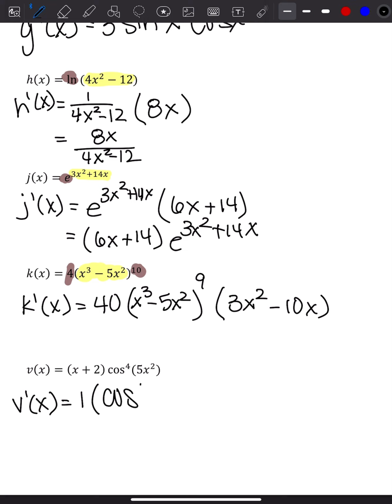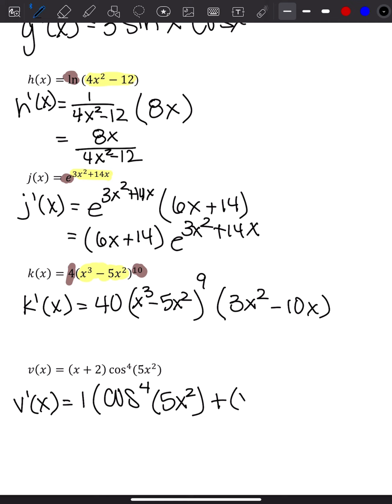So cosine to the 4th power of 5x squared. And we are going to add that to the derivative of cosine to the 4th of 5x squared times x plus 2. So I know x plus 2 has to be in here, so I'm just going to go ahead and write that. If we look at this, this one actually has an inner, outer, and a middle. So our inner function is that stuff inside of our parentheses, that 5x to the 2nd power. Our outermost function is that 4th power. And we have a middle function, which in this case is that cosine.